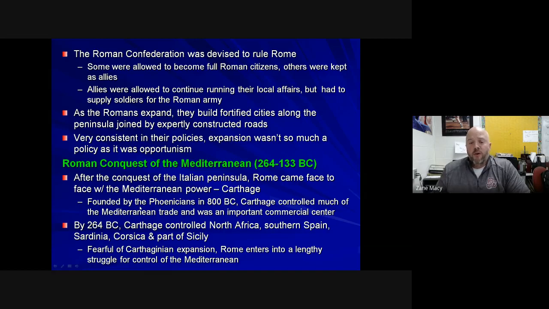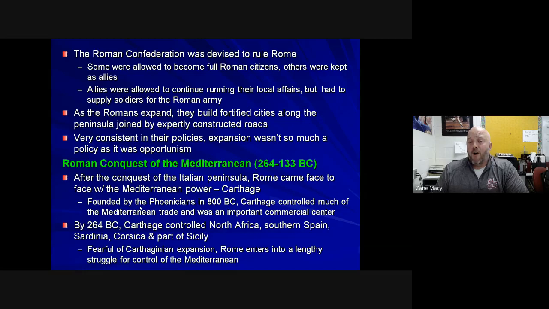After they gained control of most, if not all, of the Italian peninsula, then they're going to start to look to expand throughout the Mediterranean, especially the Western Mediterranean. As they start to do this very quickly, they're going to come into contact with a group we've already talked about here, the Carthaginians.